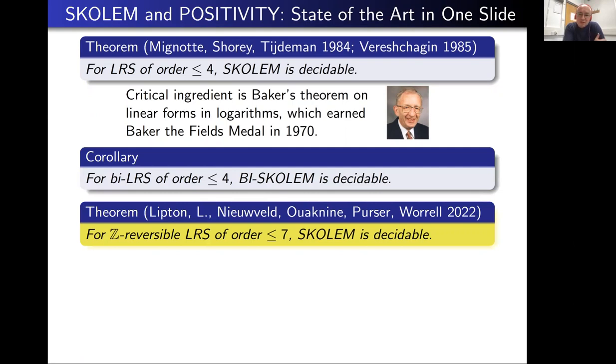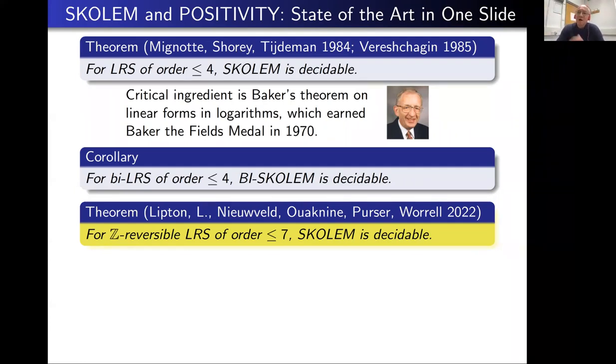And we had a contribution last year with colleagues: Richard Lipton, Joris Nieuwveld, who is a PhD student of Joël, Joël David Purser, who was a postdoc at that time in Saarbrücken, and James Worrell. We proved that if the sequence is reversible of order at most seven, the Skolem problem is decidable. But that's a little Galois theory problem, because basically we used what we know, that if you have at most three dominant roots, then you're fine. But the notion of reversibility means that these roots are actually units, because the polynomial that you're looking at has last coefficient plus or minus one.